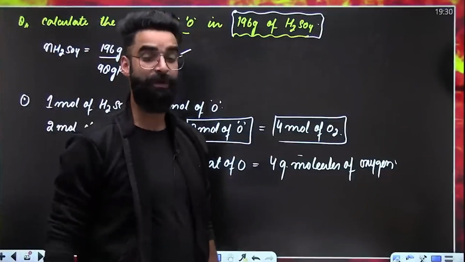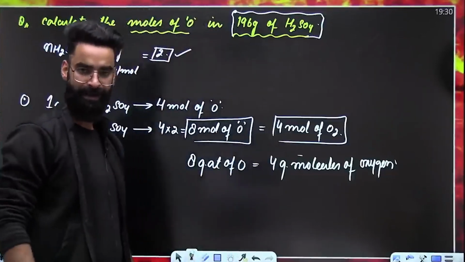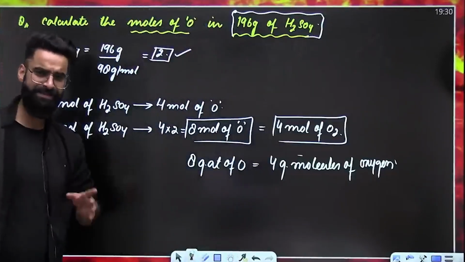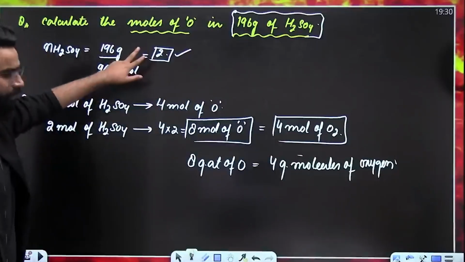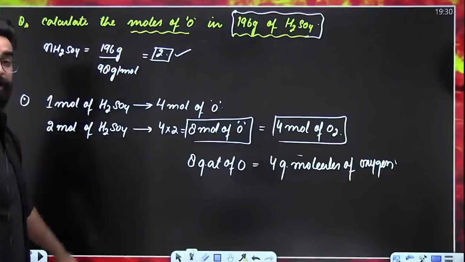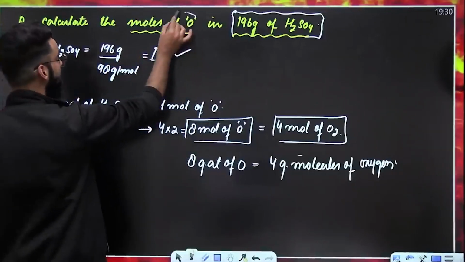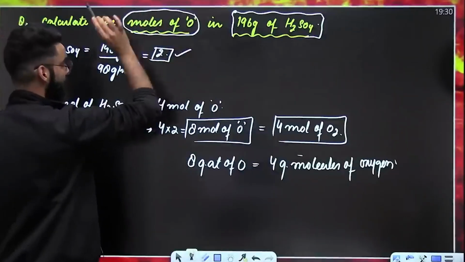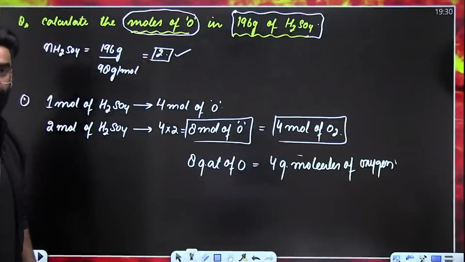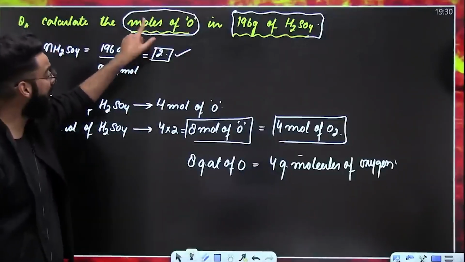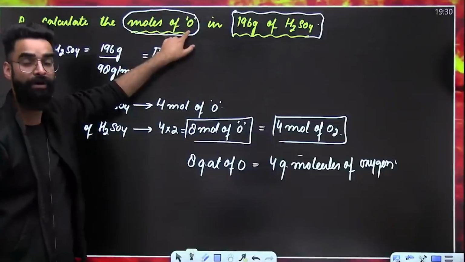One more thing which I would want you guys to remember. I'll give you one more example. But before that, have a look at the question. What we were supposed to calculate? We were supposed to calculate the moles of O. That means we were supposed to calculate the data for O.